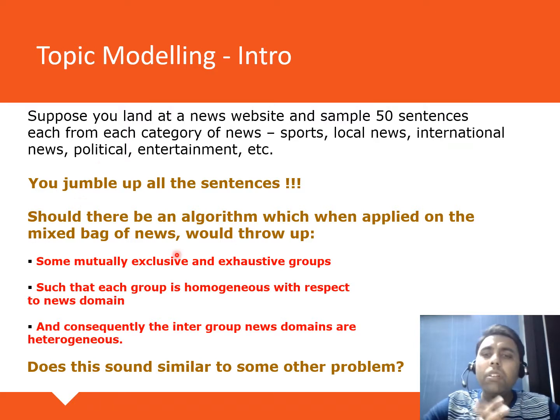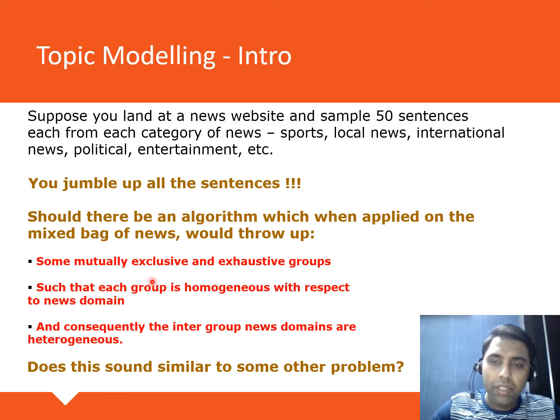Now, the question is, is there the need of an algorithm which can help you organize the jumbled up text, in the sense that from your jumbled up collection of text, the algorithm can do a kind of grouping so that it can group the text into different groups, and the groups will be mutually exclusive and exhaustive, and each group will be homogeneous with respect to the news domain, and across different groups there will be heterogeneity with respect to the news domain.